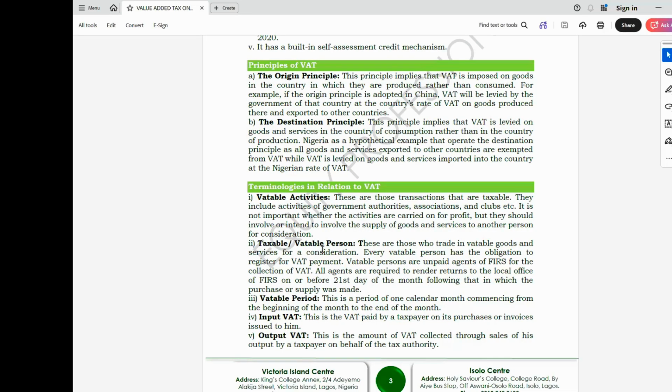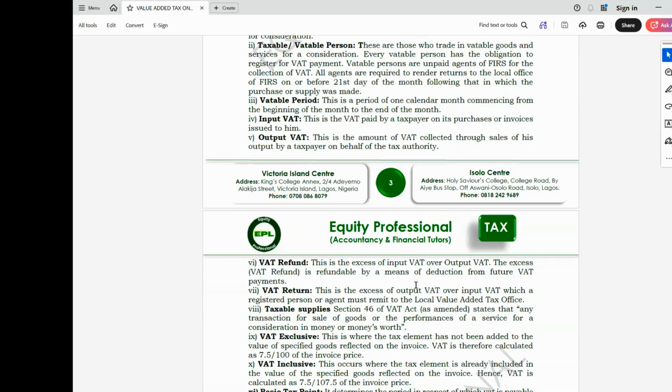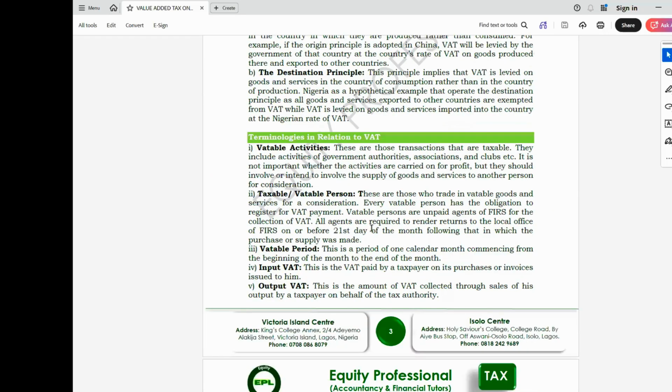So once you are an agent that trades in vatable activity, you are regarded as a vatable person, in which you are obligated, you are expected by law to charge the value-added tax and remit to the relevant tax authority, which I said earlier is FIRS, within a certain time limit, which is 21 days of the following month.